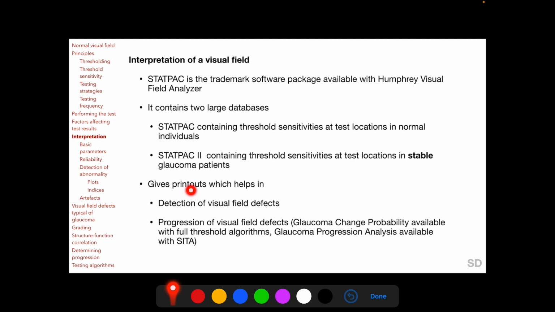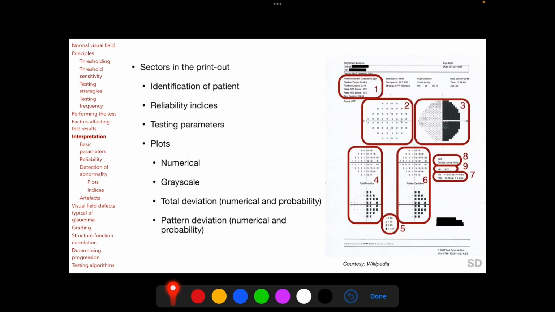The software gives printouts, which help us in detection of visual field defects and in determining progression of these visual field defects. It is important to note the various sectors in a standard printout of a visual field test result. This photograph shows such a standard printout. In this area we get the patient identification details. Here we get the reliability indices.